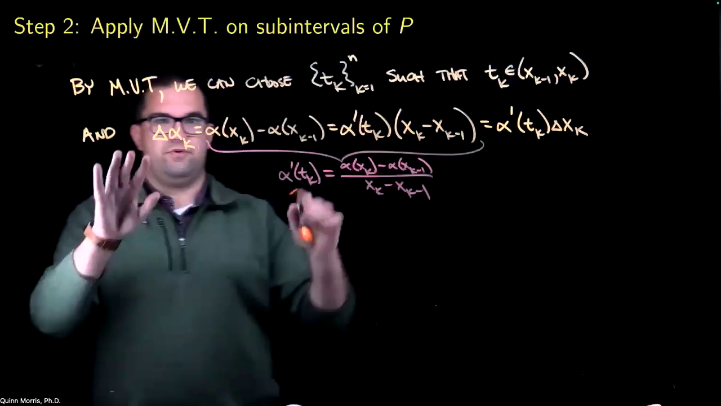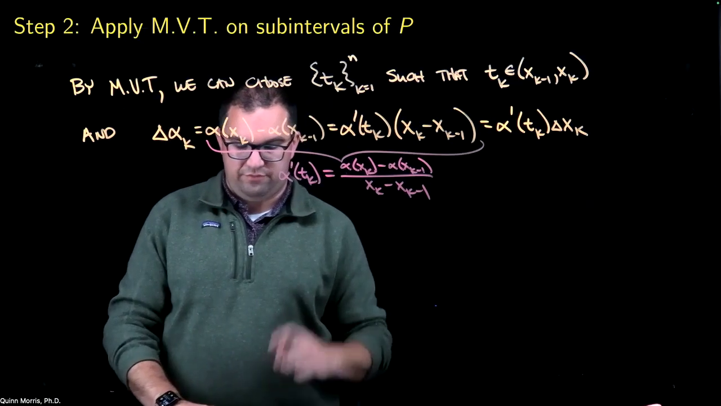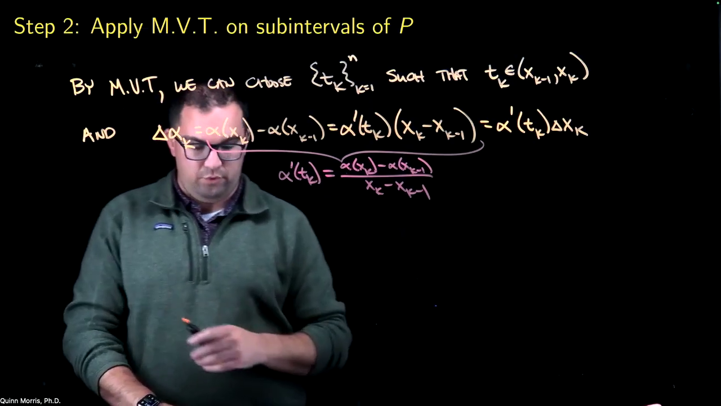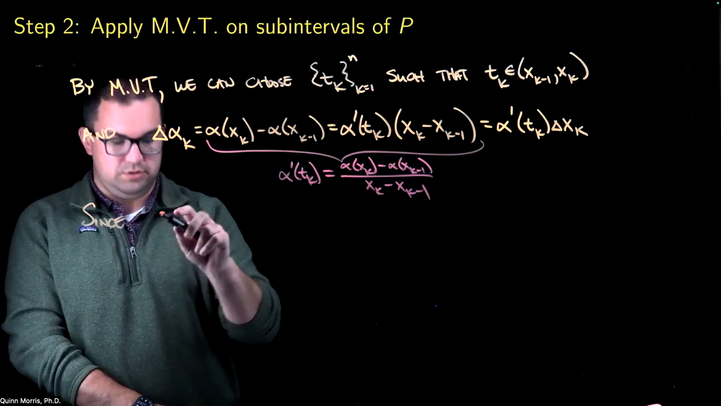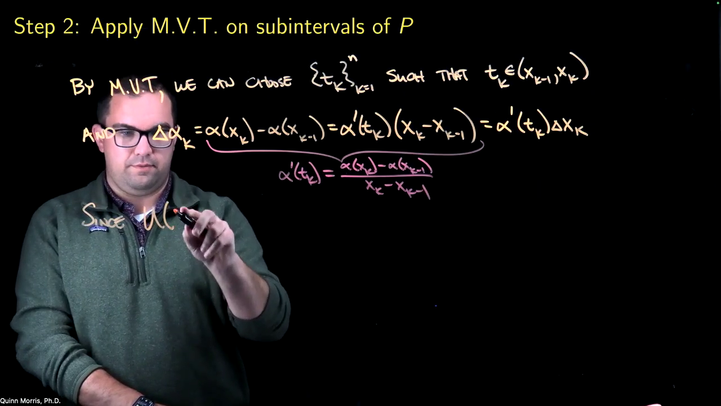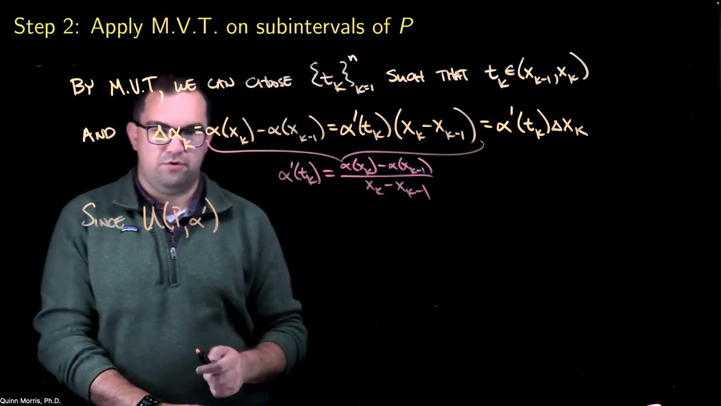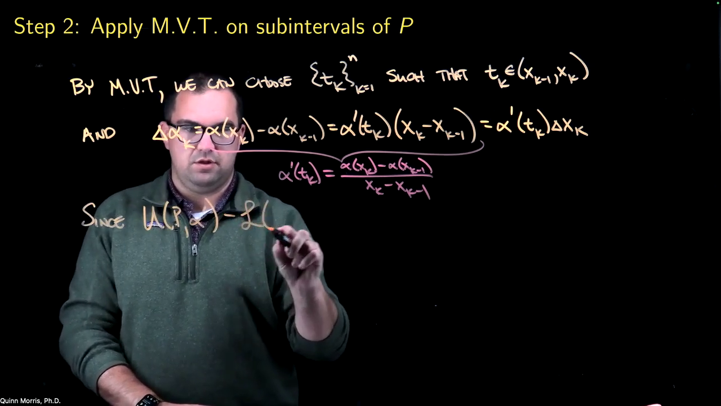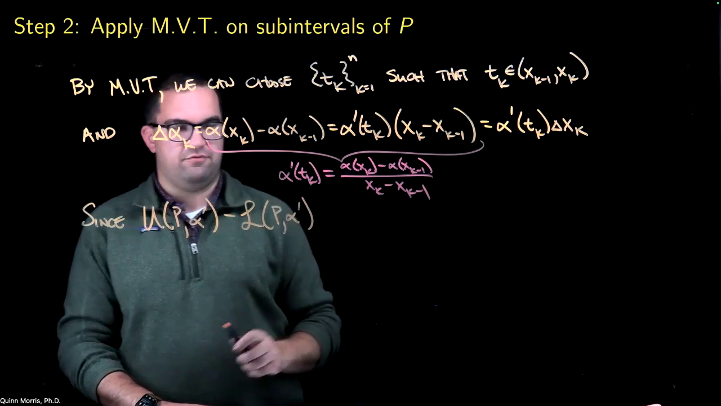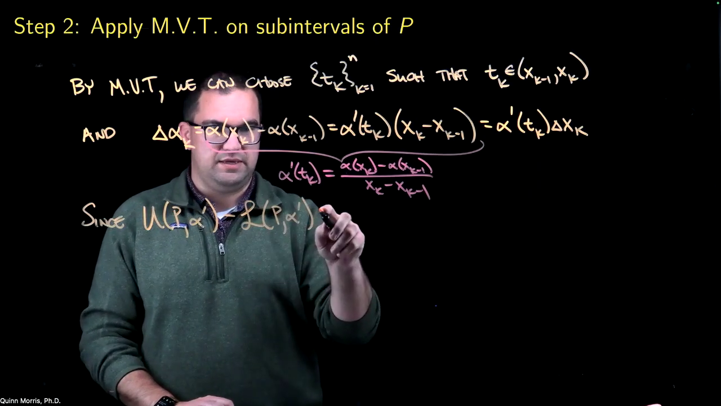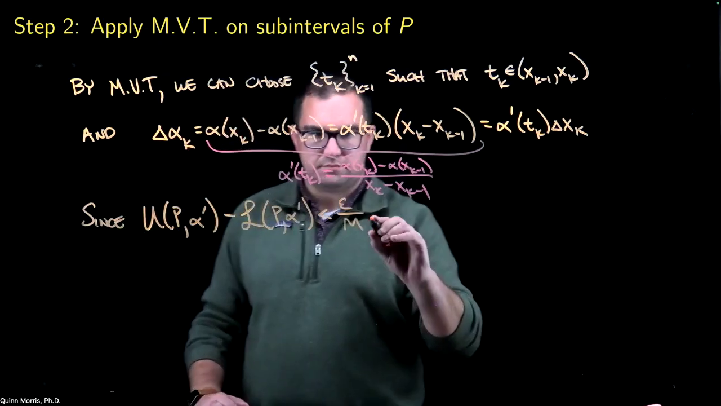Now, we've applied the mean value theorem here. Let's see how that's going to percolate through this proof a bit before we switch to the next piece. So, since we chose our upper Darboux sum for alpha prime over the partition P minus the lower Darboux sum of alpha prime over the partition P, we chose our partition P so that this was less than epsilon over m.